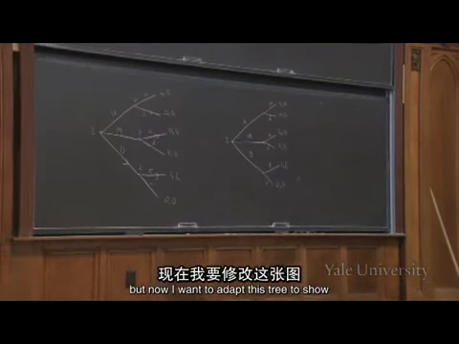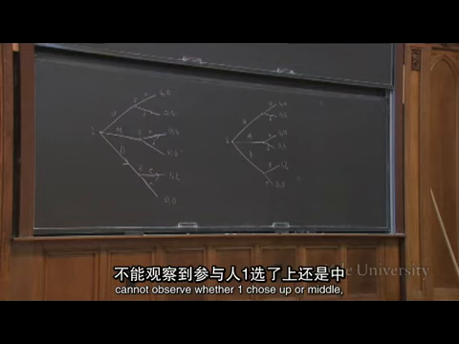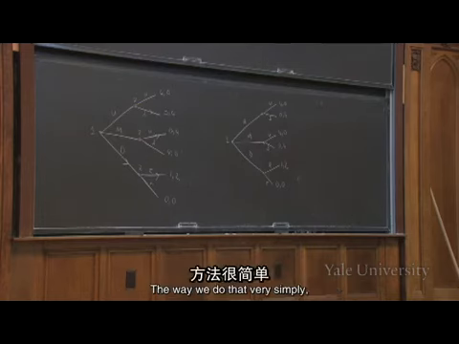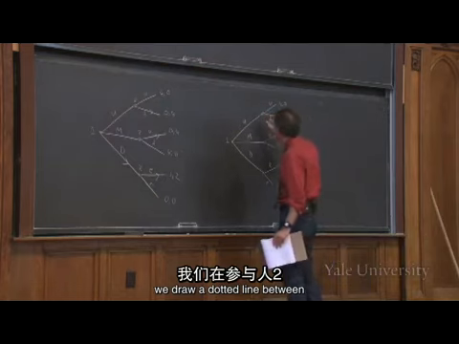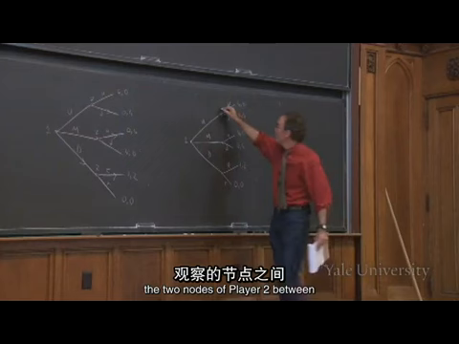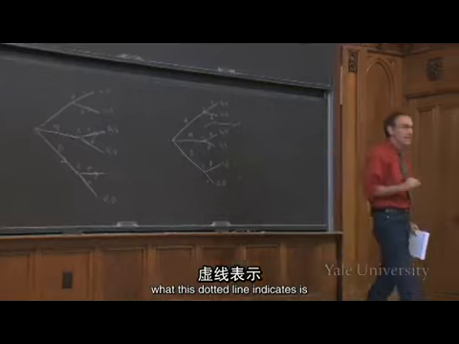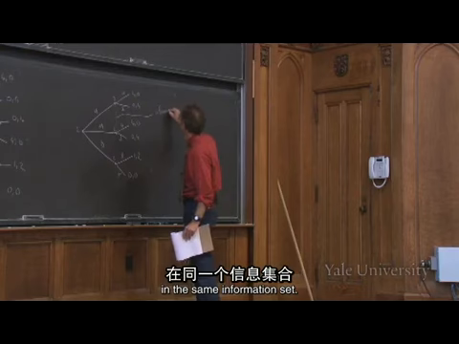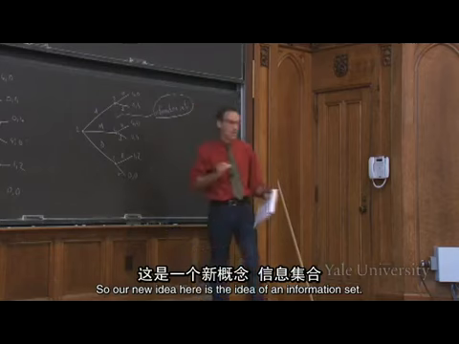But now I want to adapt this tree to show how we indicate that player 2 cannot distinguish, cannot observe whether 1 chose up or middle, but can observe if player 1 has chosen down. And the way we do that, very simply, we draw a dotted line between the two nodes of player 2, between which 2 cannot distinguish. What this dotted line indicates is that these two nodes are in the same information set. So our new idea here is the idea of an information set.